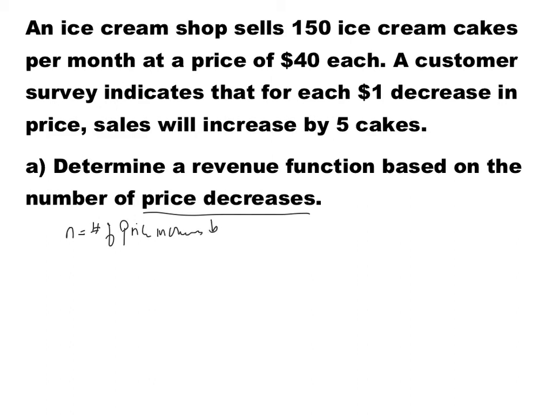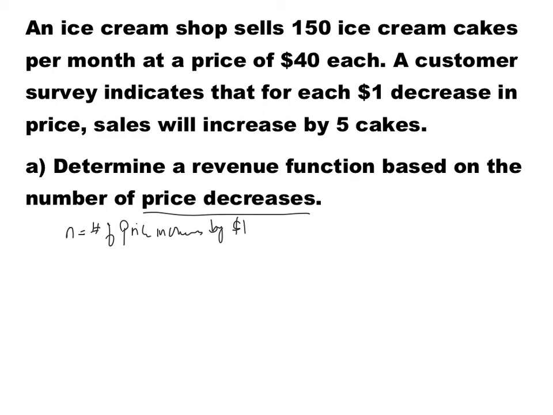Increases by $1. So if I increase the price and N is 5, it means we have increased the price 5 times. So each cake is going to cost $45 right now.